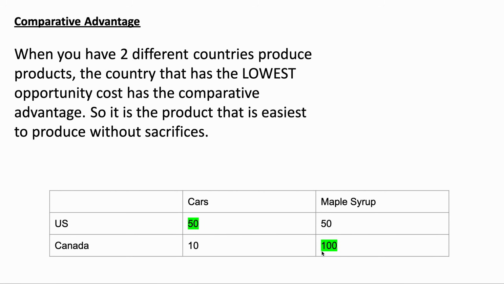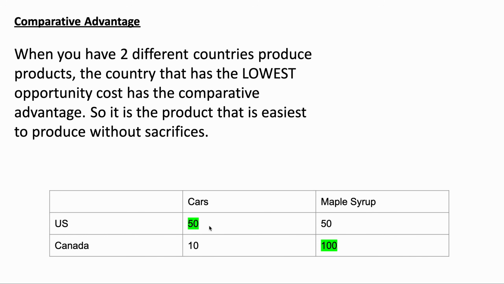For maple syrup, you take 50 divided by 50 for the United States and 10 divided by 100 for Canada. So what has the lowest opportunity cost? Well, the United States has an opportunity cost of 1 for a car. Canada has 10. So the United States is lower, so they have a comparative advantage.